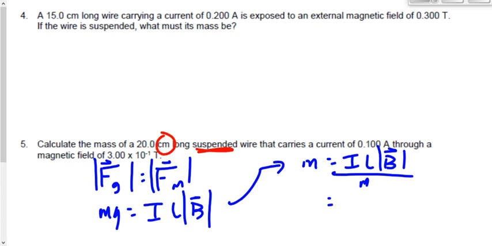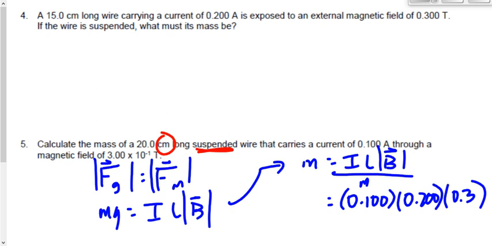So I is, what do we got here? 0.100 amps times the length of the wire that's in the magnetic field. That's 0.200, oh, sorry, meters, that is. The magnetic field is 0.3, 3 times 10 to the minus 1, and we're going to divide that by the mass, which is, sorry, that's wrong. Divided by g, right? Nobody was going to stop me on that? Divided by g, which is 9.81.